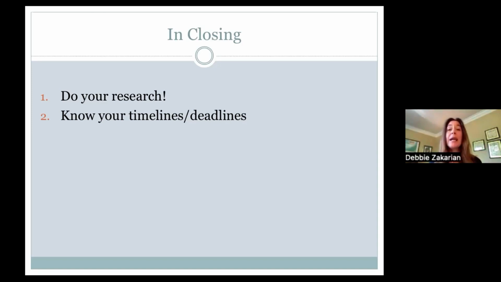If you were just applying to 1 or 2 schools, you may be able to keep everything in your head. But most students are applying to 7, 10, 15 schools, and they're going for scholarships. That's a lot of information, a lot of dates to keep track of. So know what these timelines and deadlines are and stay organized through this process.